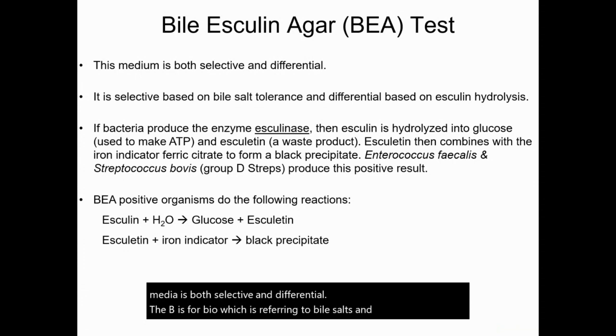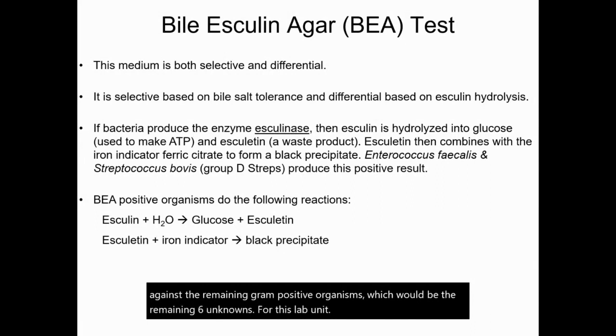And it turns out that most gram-positive organisms cannot grow in the presence of bile salts. The exception to that are the group D streptococci. So that includes Enterococcus faecalis and Streptococcus bovis. So for this media, we say that it selects for the group D streps and against the remaining gram-positive organisms, which would be the remaining 6 unknowns for this lab unit.